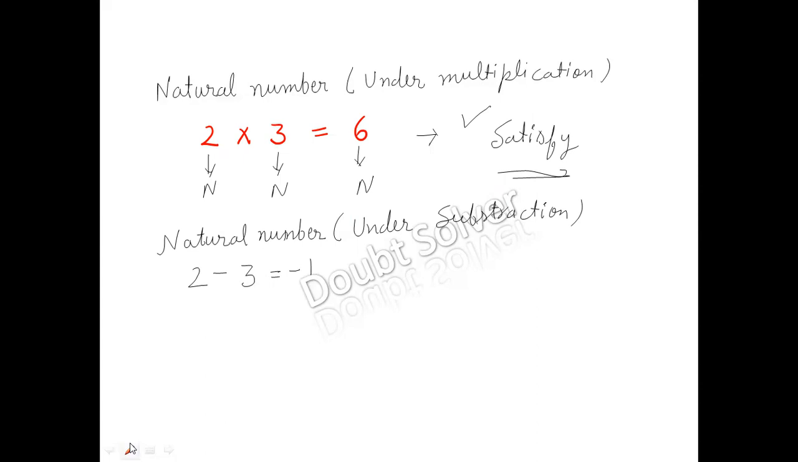Now it's time to check whether it satisfies our conditions or not. We have taken 2, which is a natural number. We have taken 3, which is also a natural number. But the result which I got is -1, which is an integer. Same kind of thing, I substituted and I got something else. So this is not satisfying. So we will say that natural numbers are not closed under subtraction.